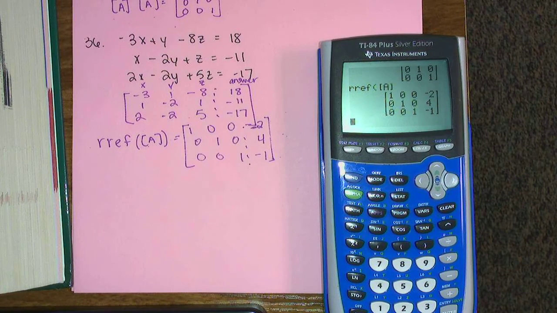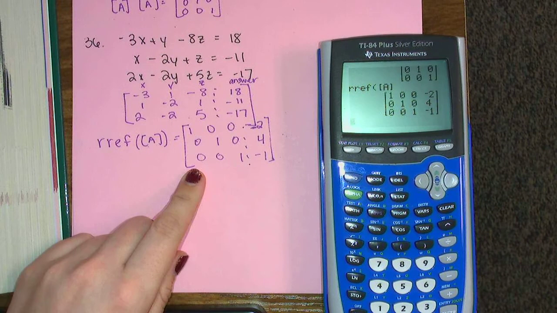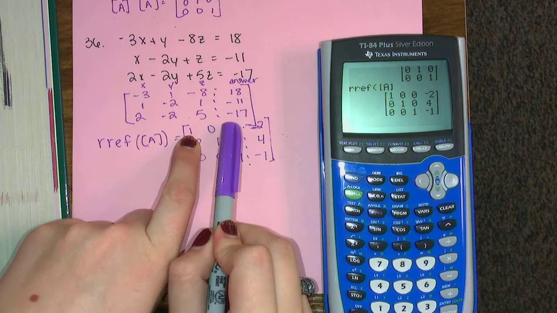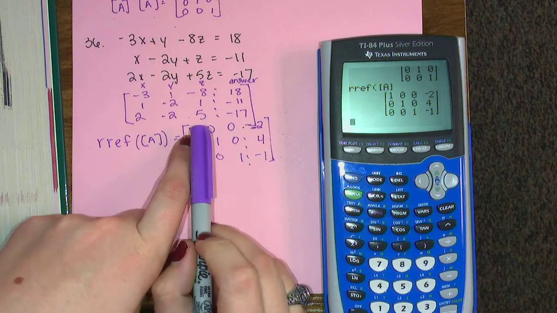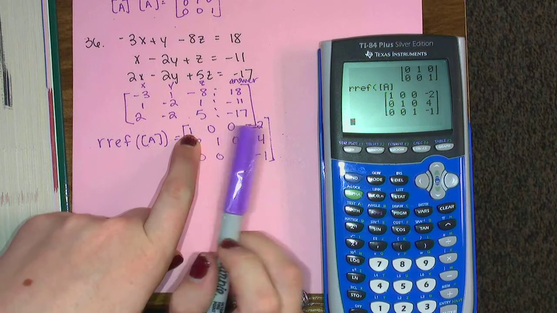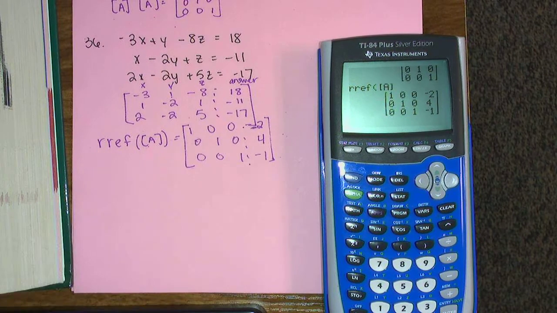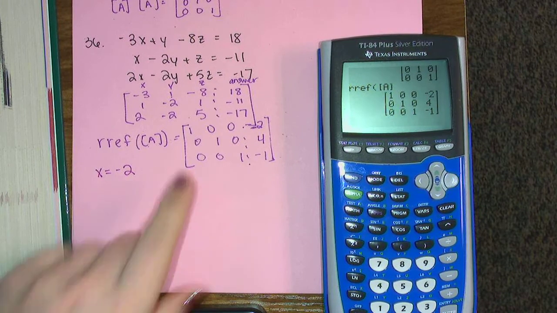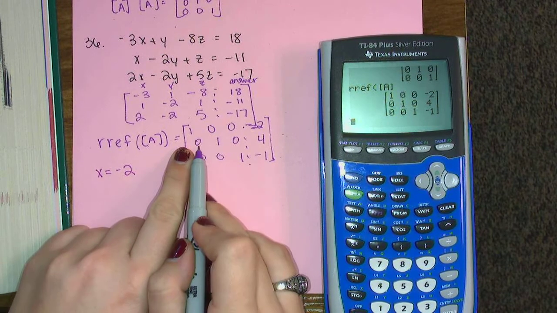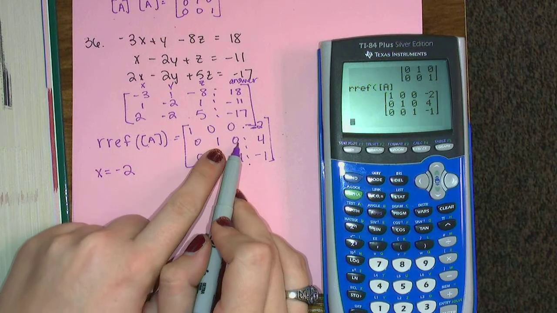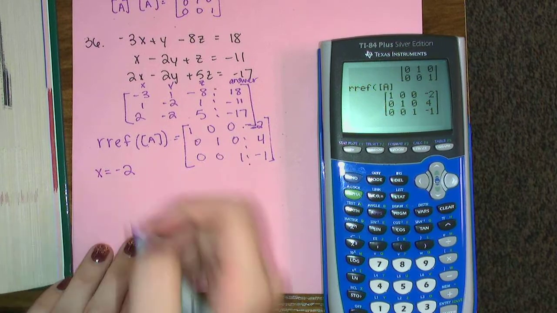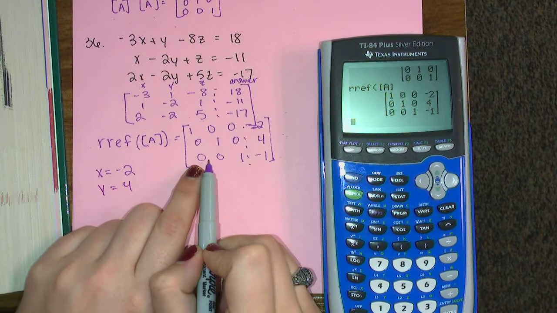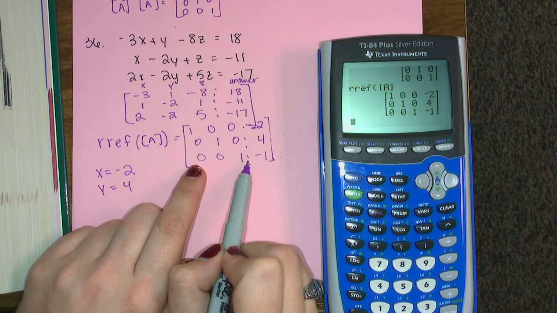Okay, so I told you that this column is the X column. So the way we read this: there's an X here, there's no Y, there's no Z in this row, so X is equal to -2. In this row, there's no X, there's a Y, there's no Z, so Y is equal to 4. Bottom row, there's no X, there's no Y, but there's a Z, so Z is equal to -1.